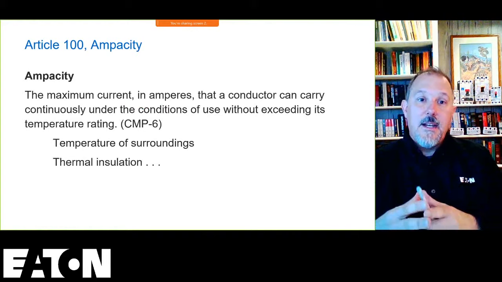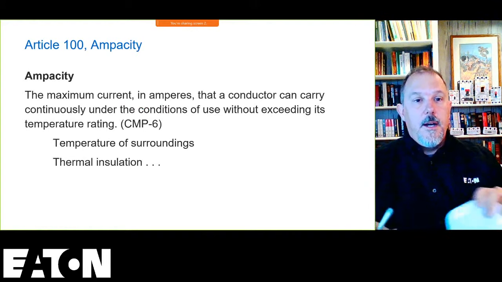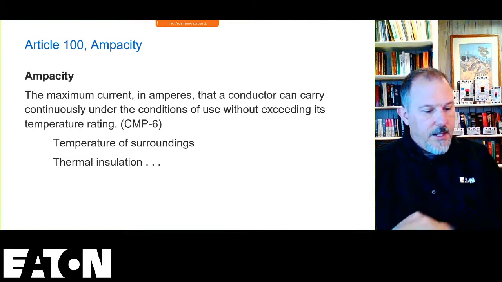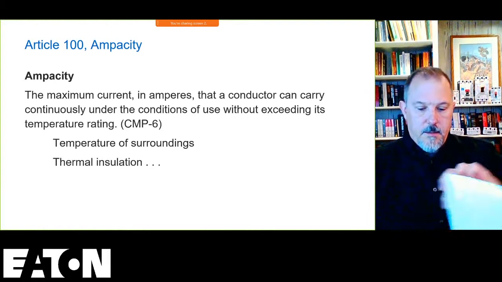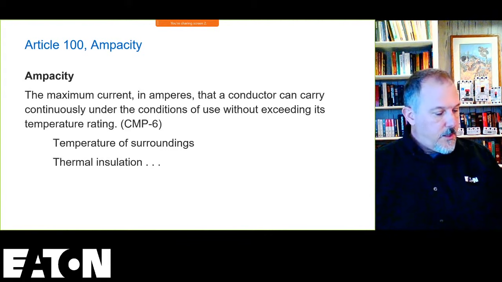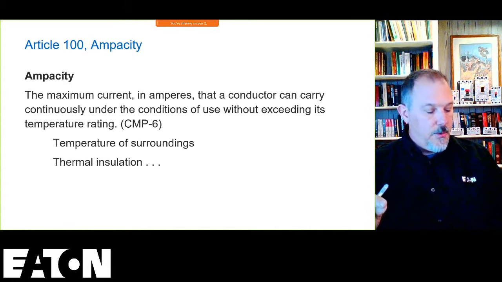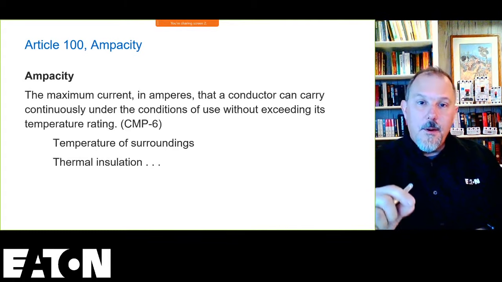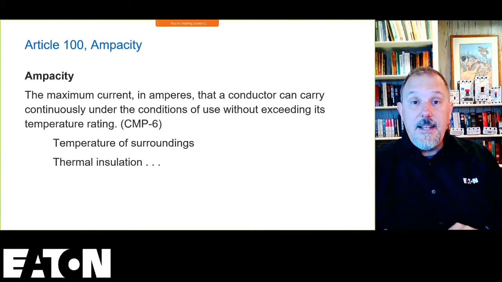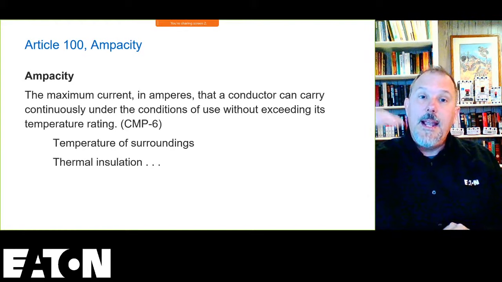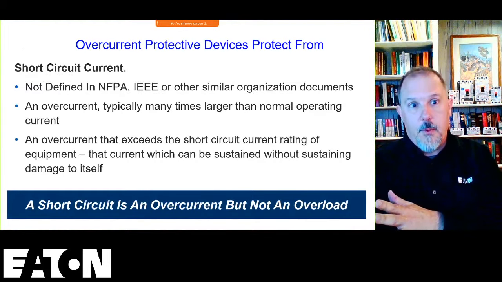So ampacity is the maximum current, from Article 100. I'm going to look and see, because I don't know that I have the entire definition there. I just sort of paraphrased, I believe. I'm sure you guys are opening your code book. Ampacity is the maximum current in amperes that a conductor can carry continuously under the conditions of use without exceeding its temperature rating. And we already talked about that. The key words there are under its conditions of use. And if we're using Table 310.16 to determine the ampacity, the conditions of use are clearly defined in the title of that table and in the footnotes. And we're going to talk about that as we work through our problem.